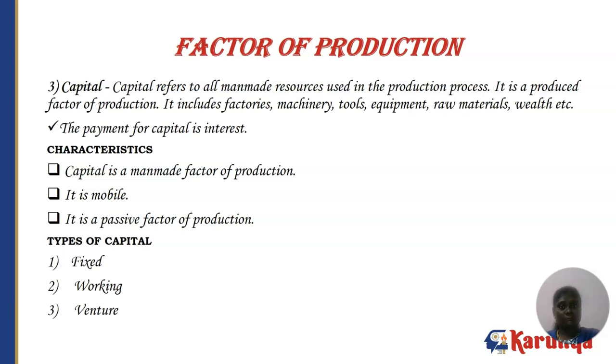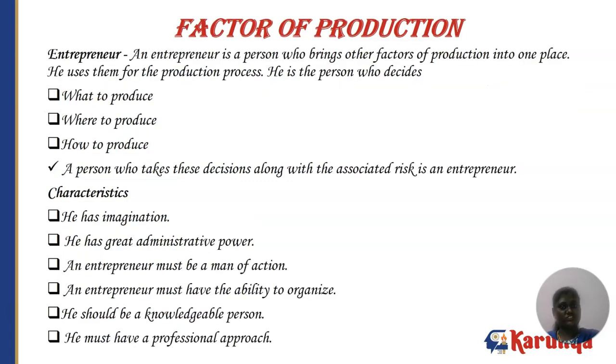Capital is a man-made factor of production. It is mobile. You can move all these machineries, tools, equipment, raw materials. It is a passive factor of production. Types of capital are fixed, working, and venture. The last factor of production is the entrepreneur.